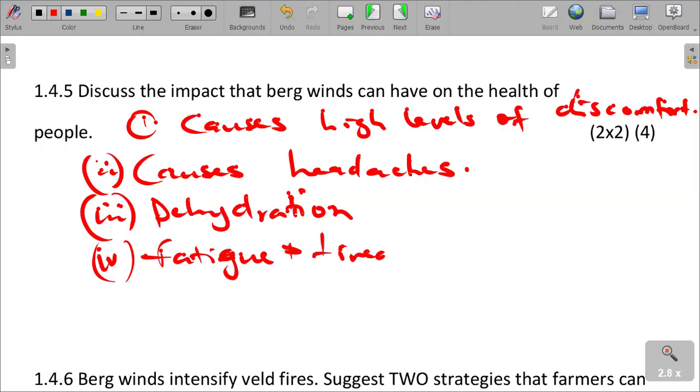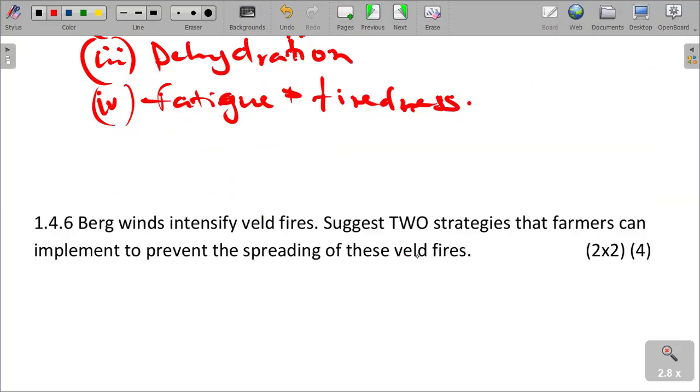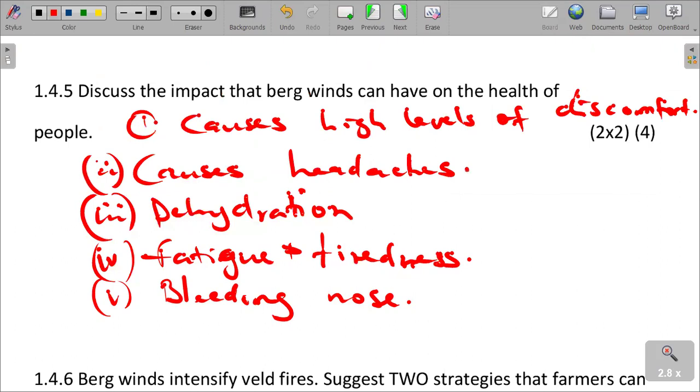Fatigue and tiredness is also another condition or problem that people would have. And then otherwise we can talk about bleeding nose. I think we have seen quite a lot of times when people are exposed to high temperatures, they start to have bleeding nose, which is another discomfort that we need to take note of.